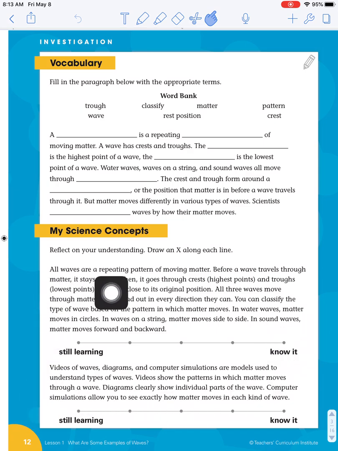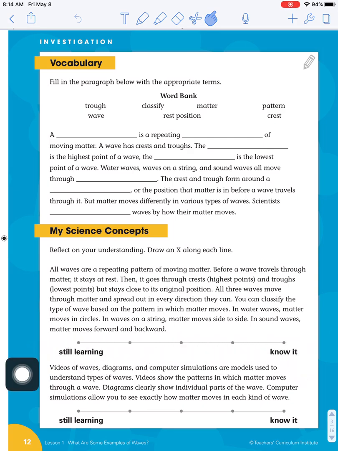Okay, so it says all waves are a repeating pattern of moving matter. Before a wave travels through matter, it stays at rest. Then it goes through crests, highest points, and troughs, lowest points, but stays close to its original position. All three waves move through matter and spread out in every direction they can. You can classify the type of wave based on the pattern in which matter moves. In water waves, matter moves in circles. In waves on a string, matter moves side to side. In sound waves, matter moves forward and backward. So you will gauge your understanding of it. Are you still learning it, or do you understand it completely?